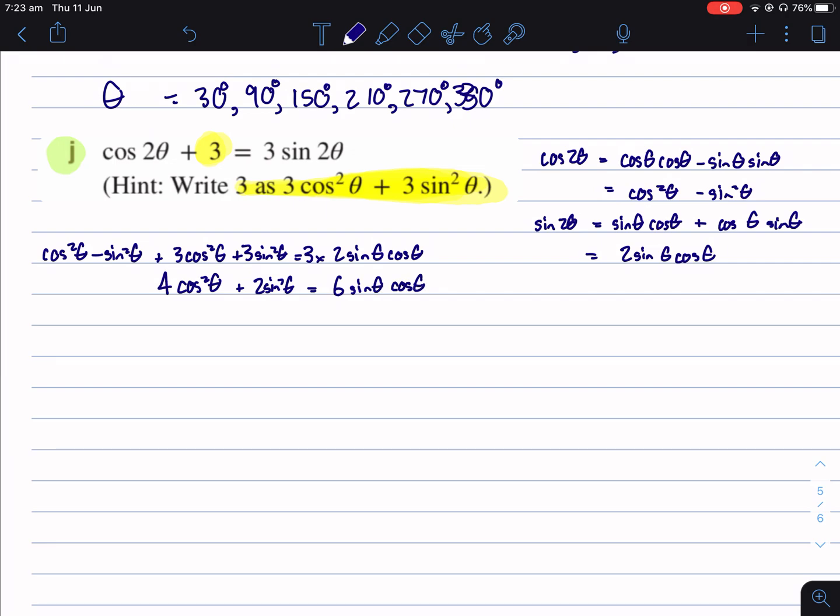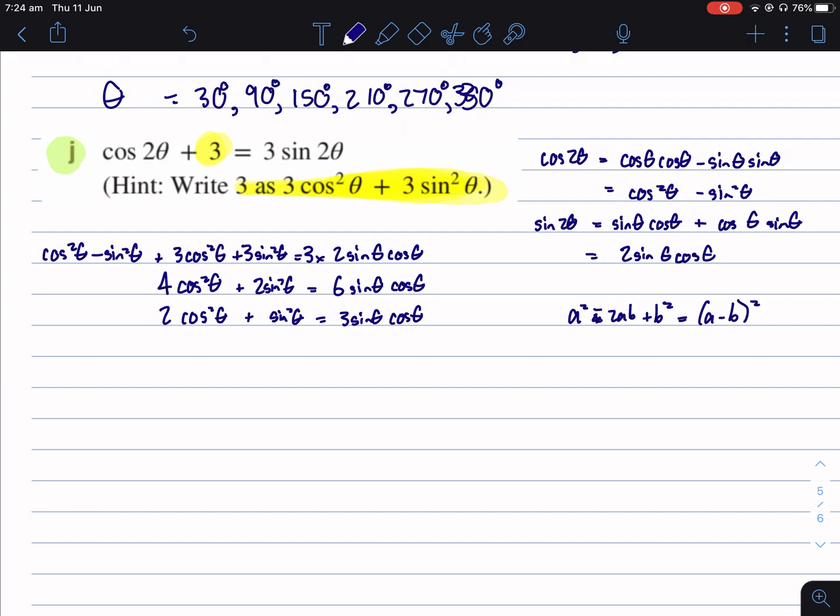I'm just going to halve everything. So I've got 2 cos squared theta plus sine squared theta equals 3 sine theta cos theta. I'm really hoping to go from a squared minus 2ab plus b squared equals a minus b squared. But I'm going to have some leftovers, aren't I?